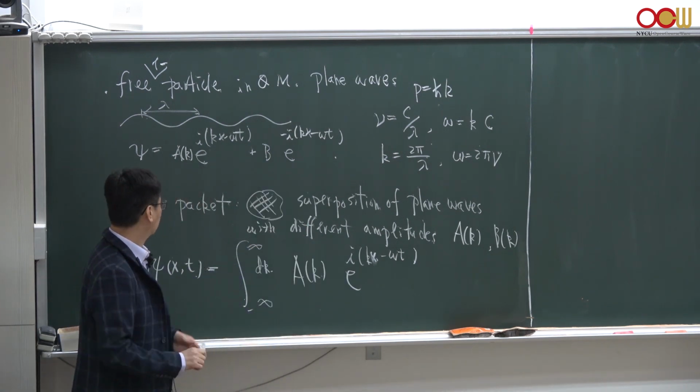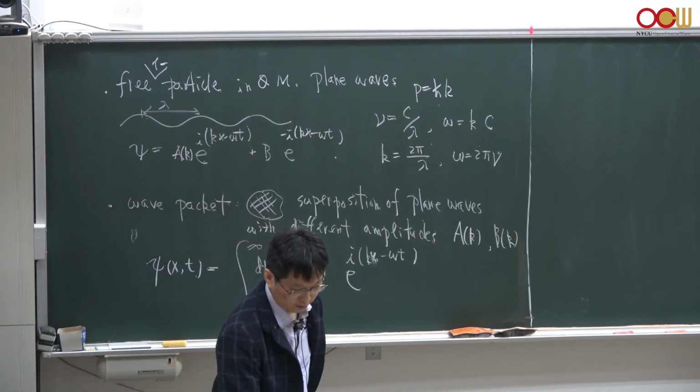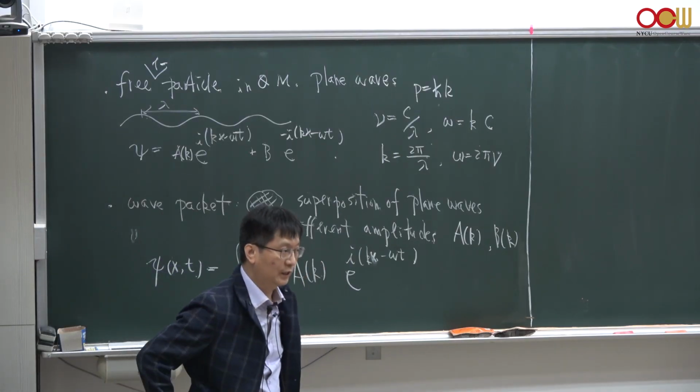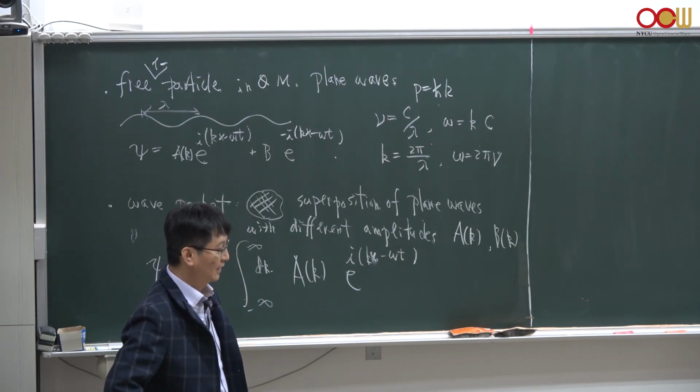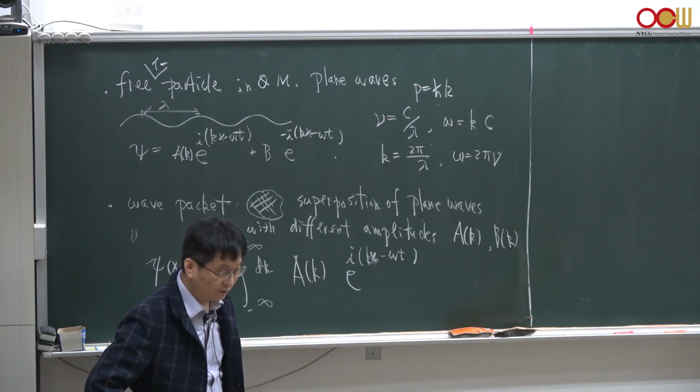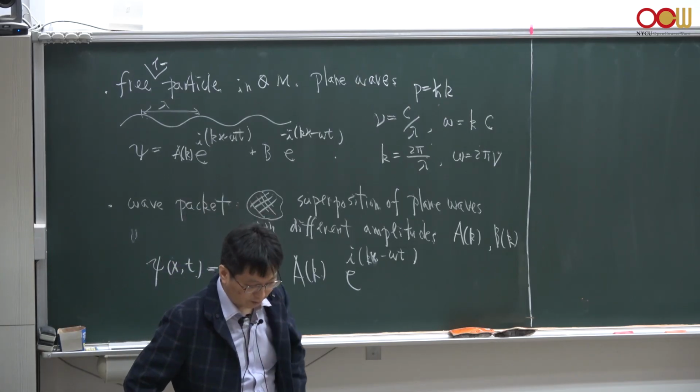Next time, we will start from this wave packet, and we should again derive, or check, the Heisenberg uncertainty relation, and then we can derive the Schrödinger equation based on this wave packet description of quantum matter.